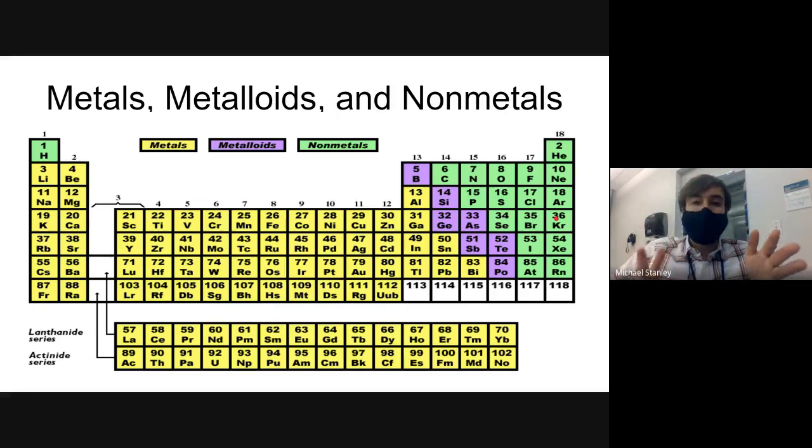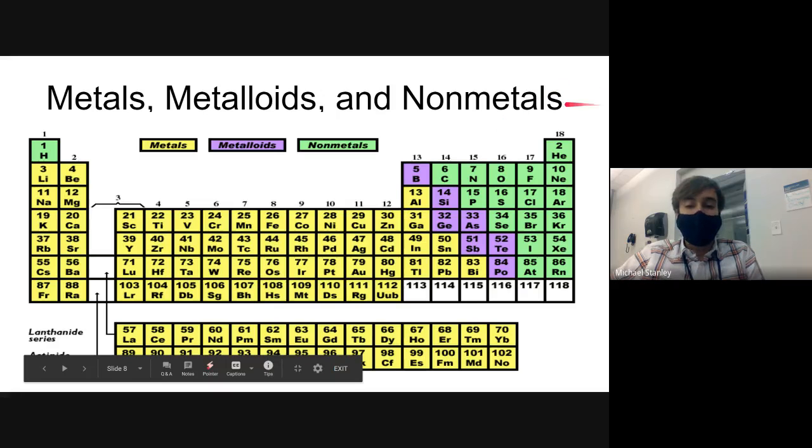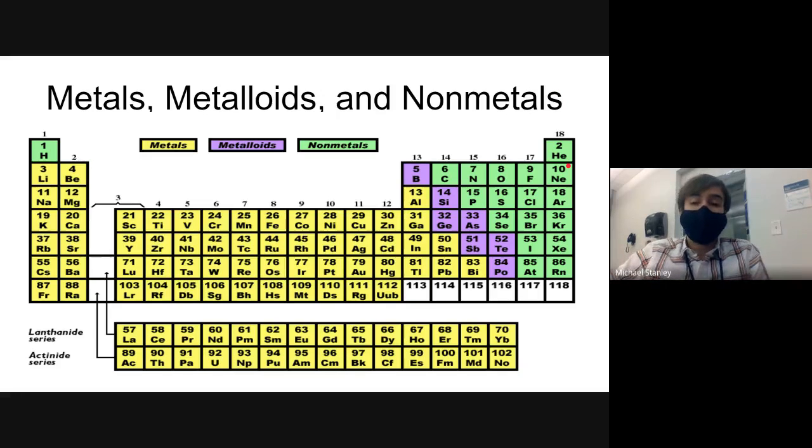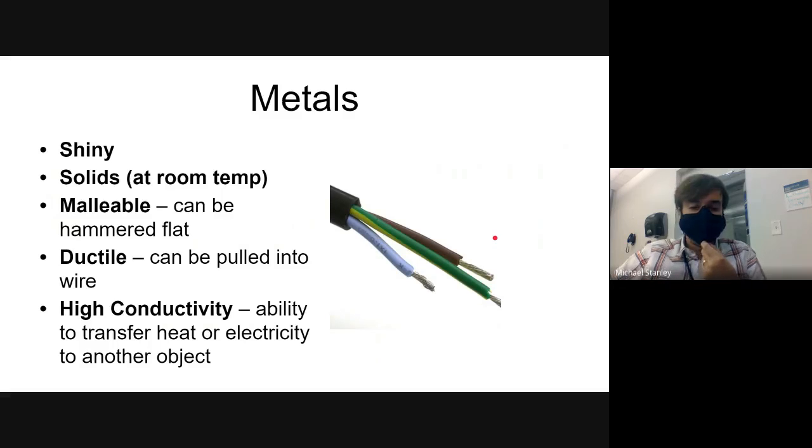So metals, nonmetals, and metalloids all have slightly different properties from each other, with the metals and the nonmetals being very different, and then the metalloids kind of falling somewhere in between. So first up, the one that you guys probably have the most experience with in your day-to-day life, whether you know it or not, are our metals.